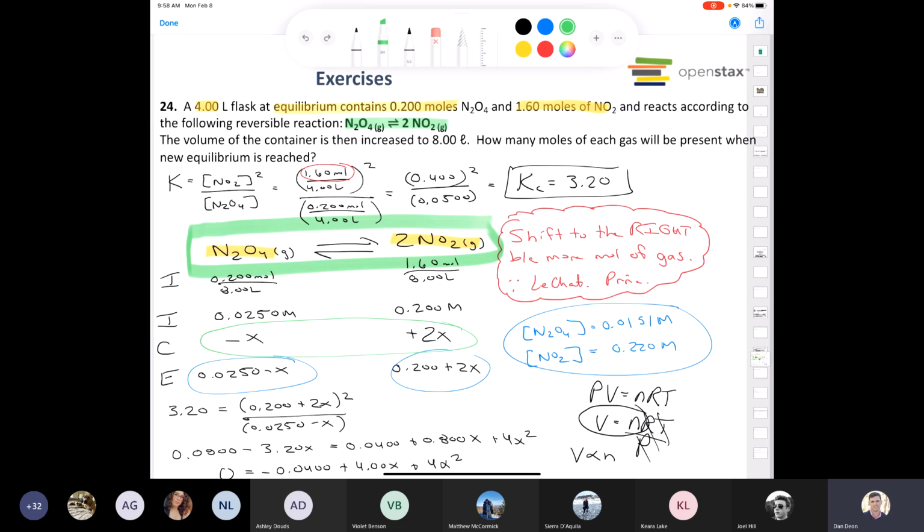Well, the molecules are going to be like, holy hell, this isn't right. We're not at equilibrium. We want to take up less space. So they're going to shift to this side in order to take up less space, because 1 mole of gas takes up less space than 2 moles of gas based off of PV equals nRT.